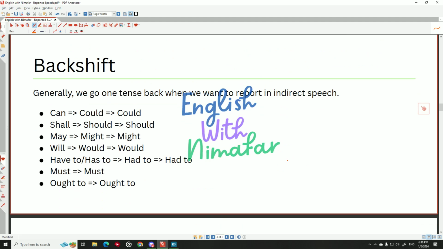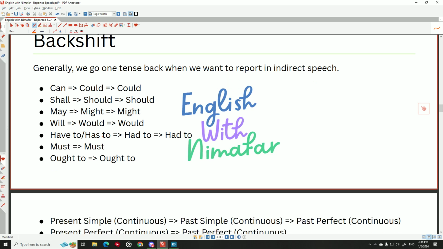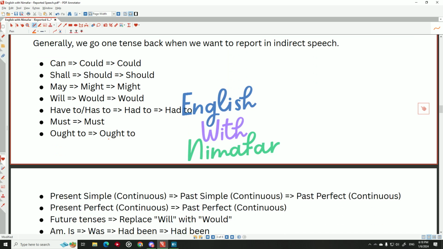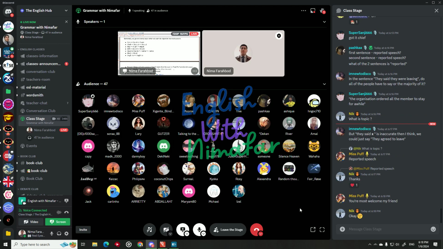Backshift. With this part, you will understand everything. Backshift means shift back. We go one tense back when we want to report indirect speech. So can becomes could. If you have could, you keep it. Shall, should, may, might, will, would, have to or has to, past of it, had to, must, ought to. Wait, what's the meaning of ought to? Can you tell me the meaning of ought to?